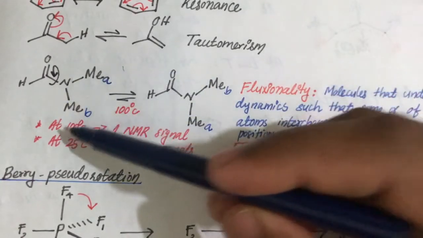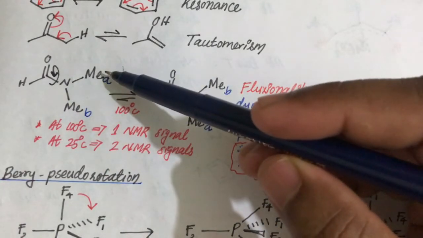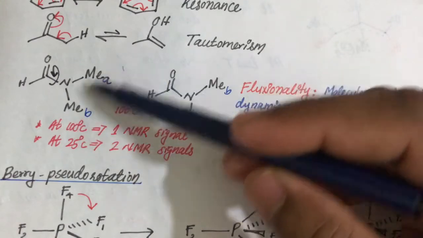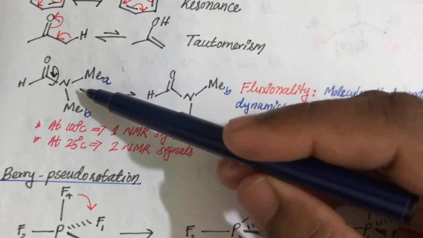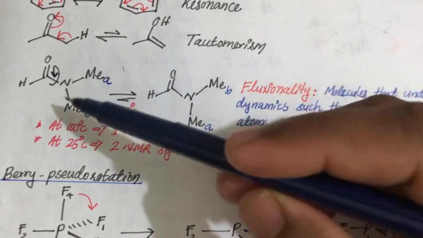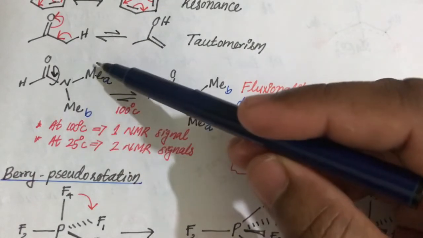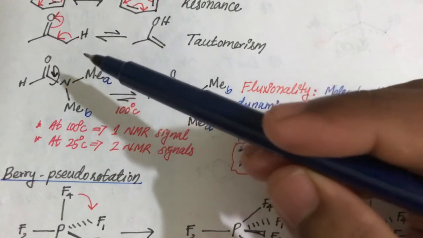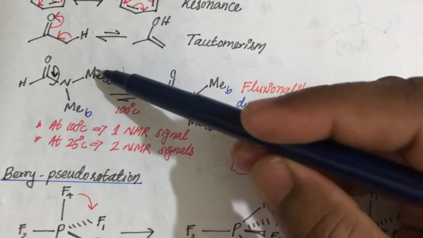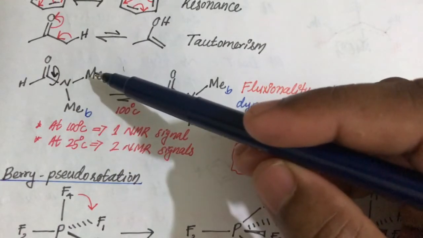So at high temperature the NMR says these two Me groups are the same. That means this MeA and MeB are treated as chemically equivalent. These 6 protons give you 1 signal.